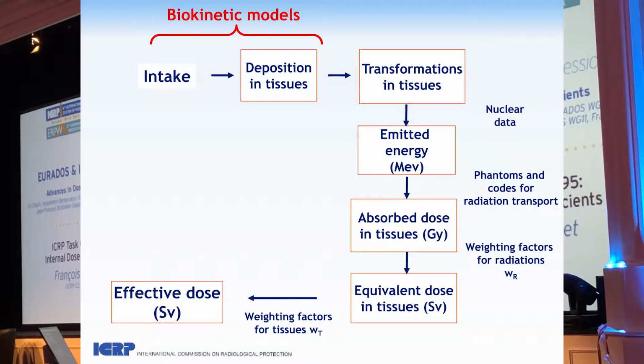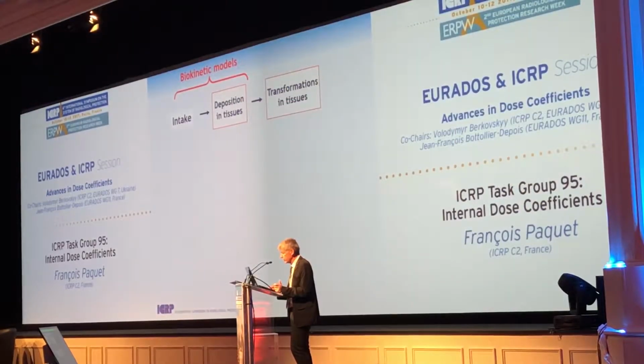Once you have these biokinetic models, which describe the deposition in tissue, to calculate the dose you should know the number of transformations in tissue. You should know, by using nuclear data, the energy emitted in different tissues.